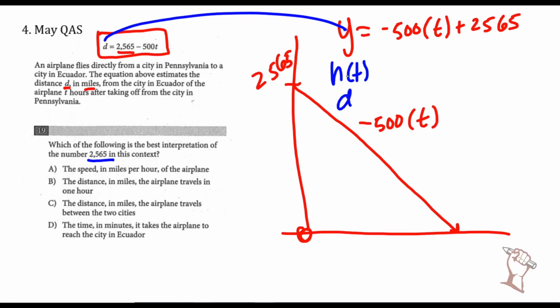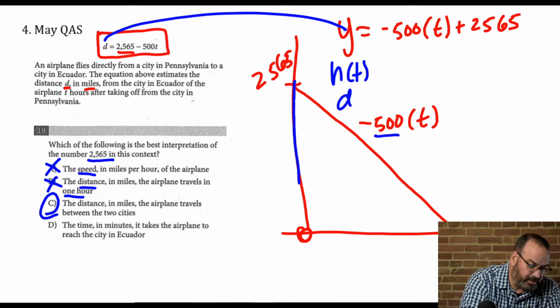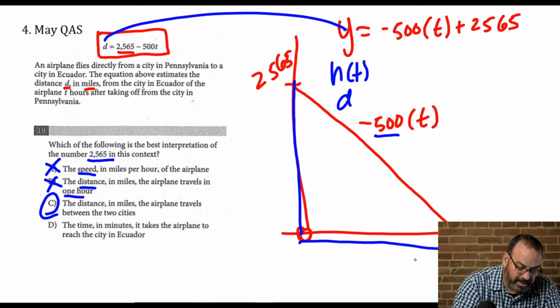What does it represent? It represents the speed, a, in miles per hour, b, the distance in miles that the airplane travels in 1 hour. It's flying at 500 miles an hour, so that's not right. And it's certainly not the speed. An airplane flying at 2,500 miles an hour from a city in Pennsylvania is going to be a really fast airplane. The distance in miles the airplane travels between the two cities. The distance between the two cities given over the time t.